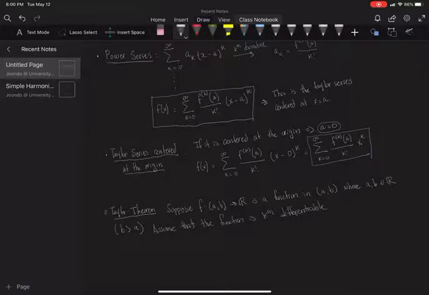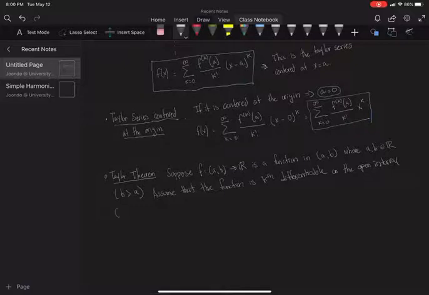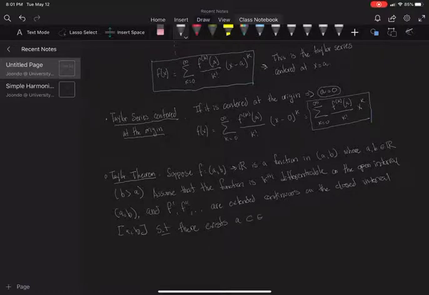On the interval a and b, on the open interval a and b, then f prime, f double prime, and so on are continuous or extended continuous on the closed interval a and b, such that there exists a c in the open interval of a and b.